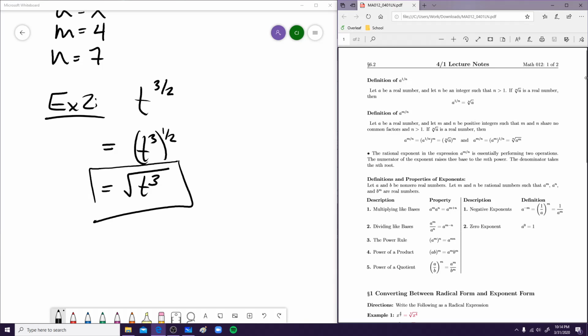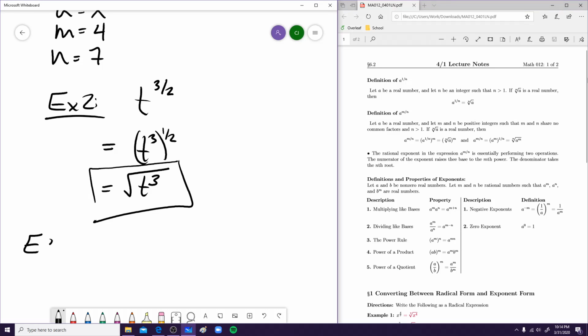If you'd like, for example 2, let me redo example 2. If you'd like, you don't have to show this middle step. You can immediately tell me that this is the square root of t cubed.